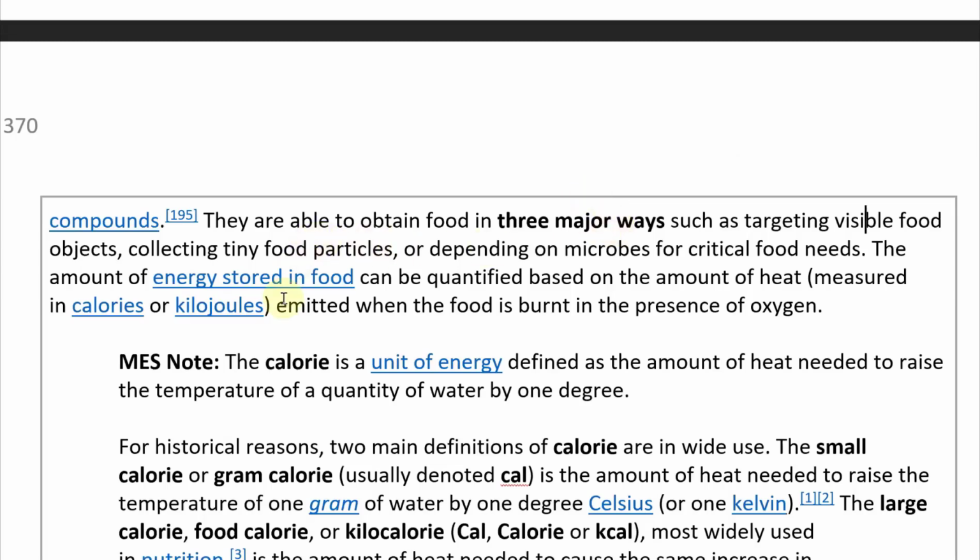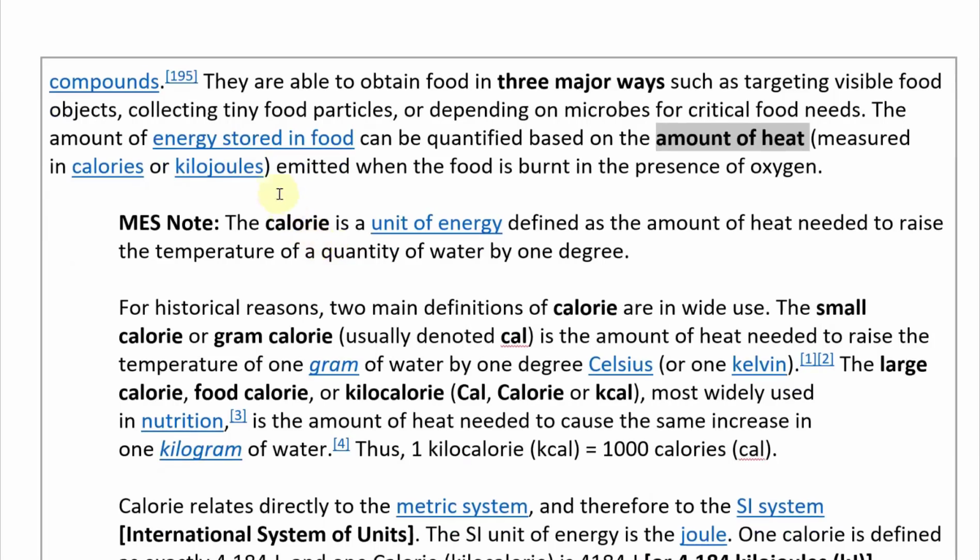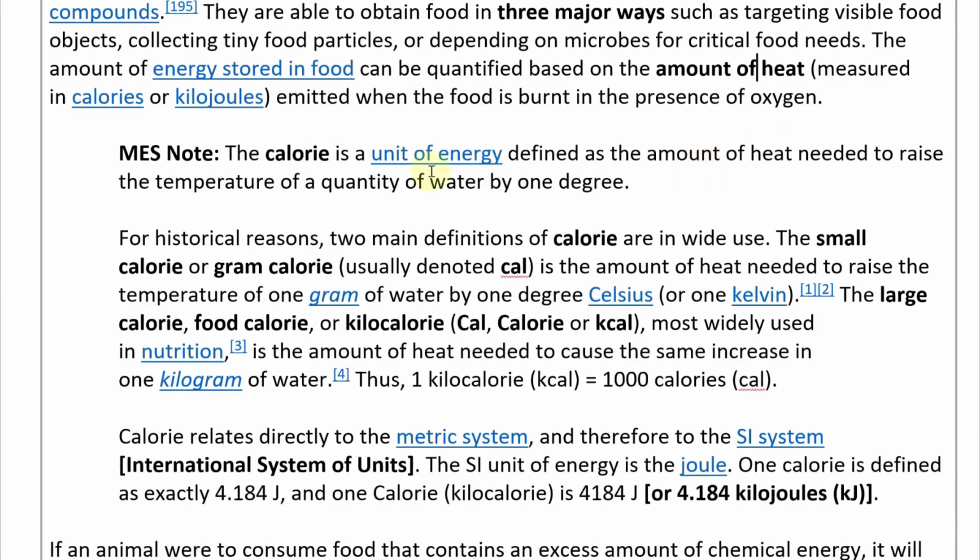The amount of energy stored in food can be quantified based on the amount of heat, measured in calories or kilojoules, emitted when the food is burnt in the presence of oxygen, which is quite interesting. So energy equals heat, which is motion, and this is burnt in the presence of oxygen. In MES science, you could view that as trapped or condensed motion, and then you're opening it with a key, or that oxygen, and it opens up into fire.